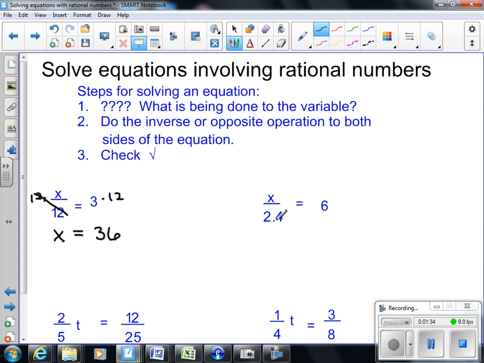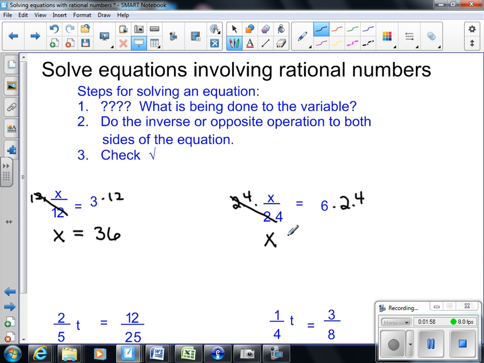x divided by 2 4/10 equals 6. Now we have a decimal that's involved. We still follow the same steps. Step 1, what's being done to my variable? Okay, it's being divided by 2 4/10. Good. So we're going to do the opposite or inverse of that. What's the opposite or inverse of dividing by 2 4/10? Multiplying by 2 4/10.